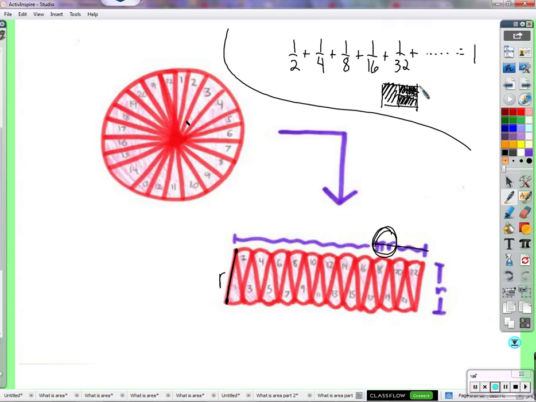But the thing is, I never, never, ever stop doing that. And if I could do that for infinity, then I would get 1. I would fill in this entire rectangle. Now that's hard for some people to understand, to grasp, to accept, to believe.